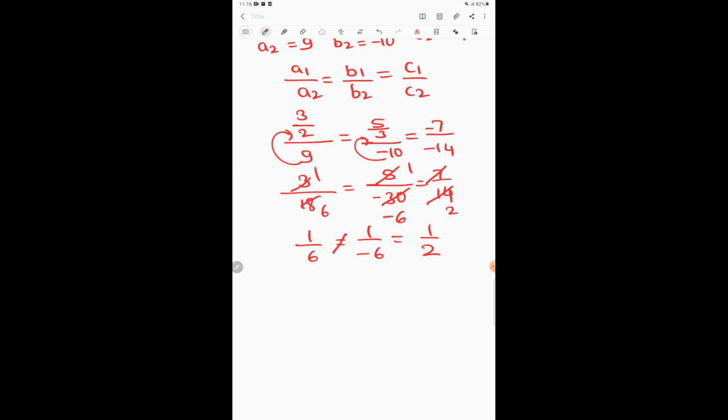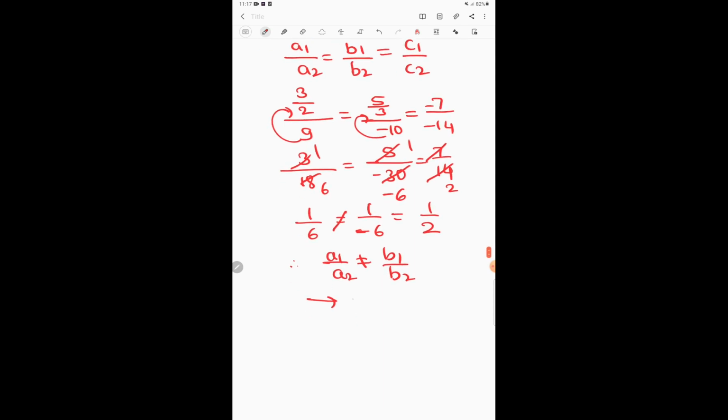Remember it. Sometimes students believe that 1 by 6 are the same, so the first and second are equal. No. You have to see the sign here. It shows negative and both are unequal. Therefore a1 upon a2, the first ratio and second ratio, are not equal, means these are intersecting lines, means it is consistent. Okay, so this type of question you have to solve, to find whether it is consistent or inconsistent.